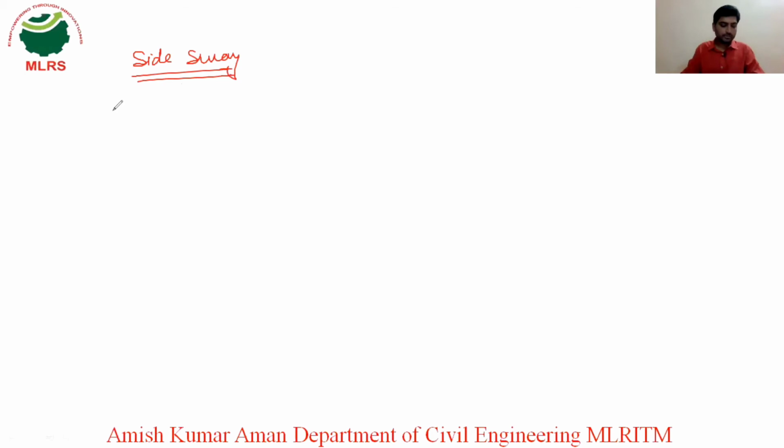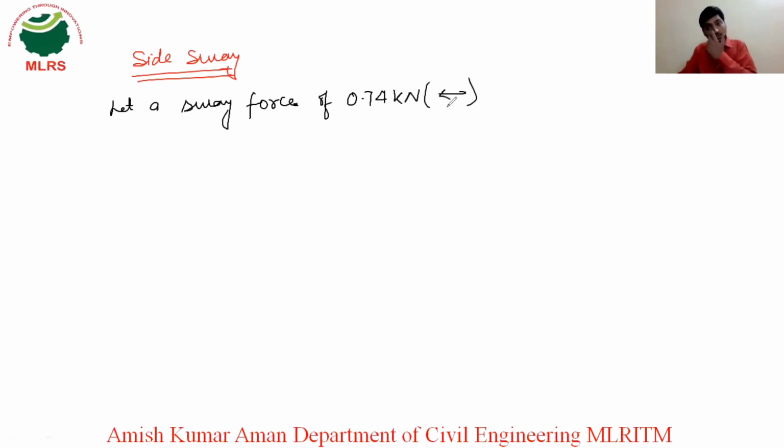Because the sway force is in the right direction, let a sway force of 0.74 kilonewton act in the opposite direction, because in that problem also we took the opposite. To counterbalance it, because it is actually in the right direction, we are giving it in the left direction. This force is applied at C.